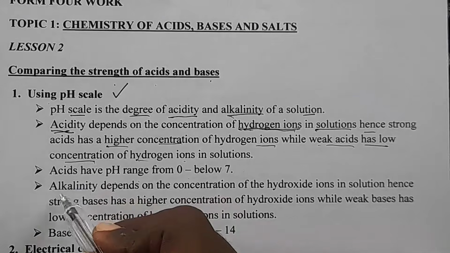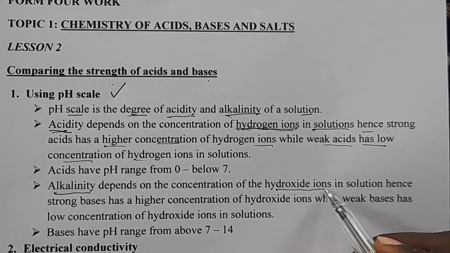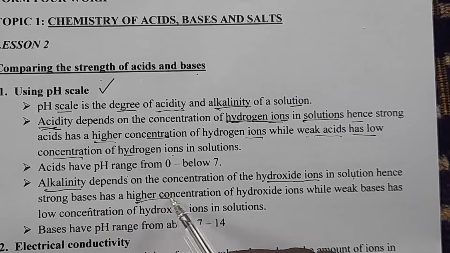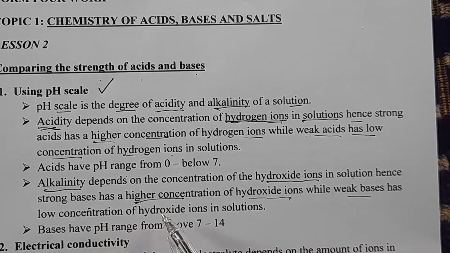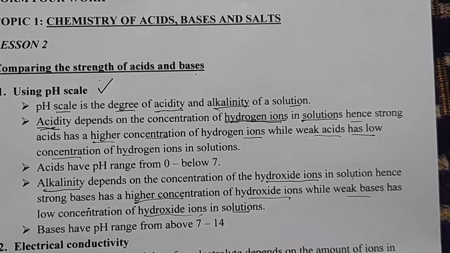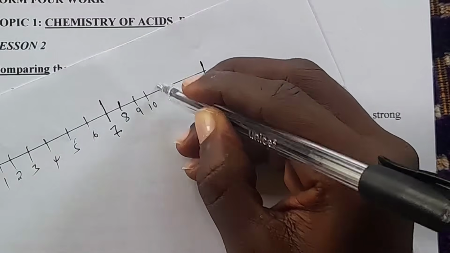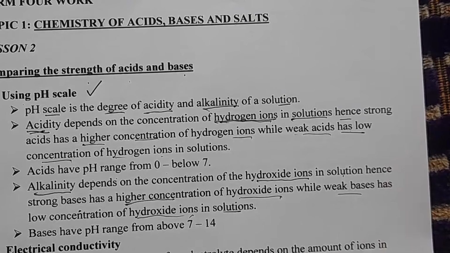What about alkalinity? Alkalinity depends on the concentration of hydroxyl ions in solution. Hence, strong bases have a higher concentration of hydroxyl ions, while weak bases have a low concentration of hydroxyl ions in solution. So if we use the pH scale, bases are going to have a pH more than 7 up to 14. That's 8, 9, 10, 11, 12, 13, and also 14. That will be the pH range of bases.